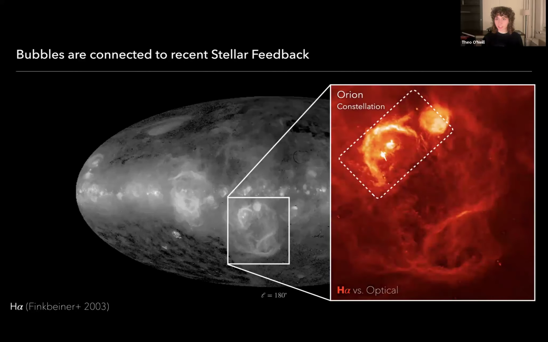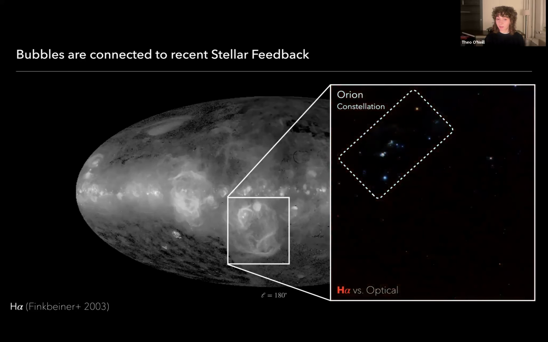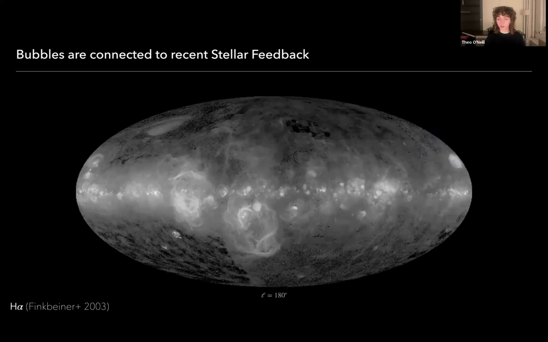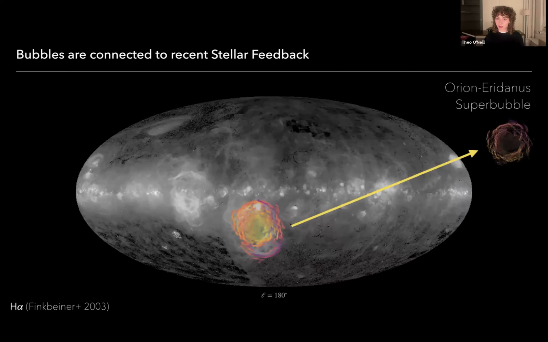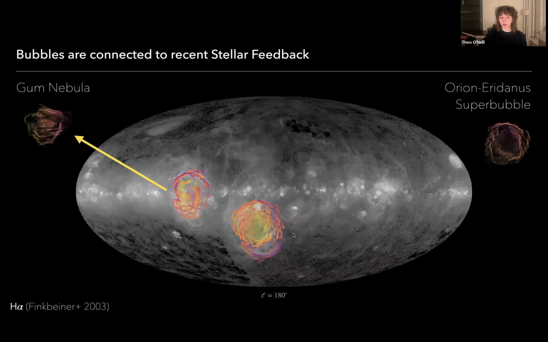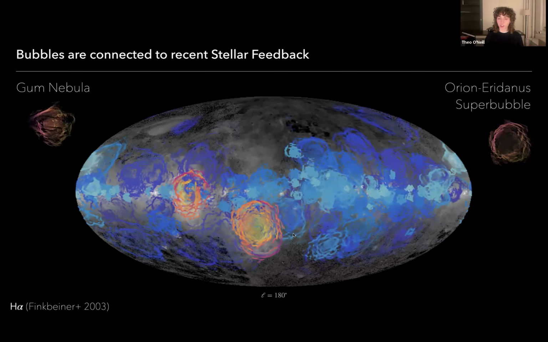When we project the 3D bubbles that we've found in our 3D dust maps back to this 2D night sky view, we're able to reconstruct a variety of very well-known features, including a large superbubble in the Orion constellation called the Orion Eridanus superbubble, a well-known feature called the Gum Nebula, as well as a whole variety of other structures, many of which appear correlated with this H alpha, this tracer of recent star feedback. So this is encouraging in that the methods that we're using really are probing this question of how stars feed energy back into their environments and create bubbles.